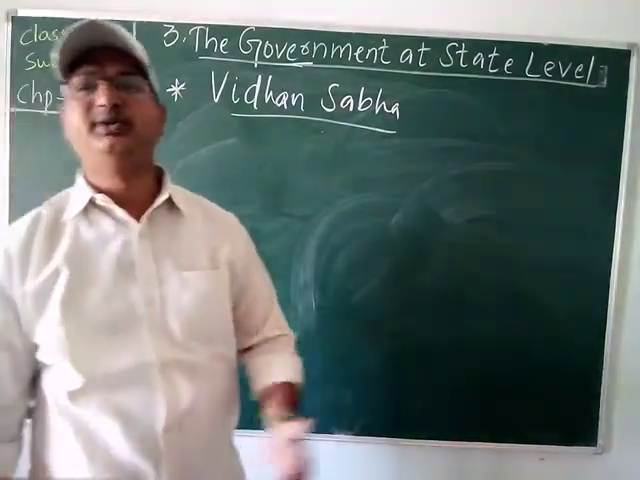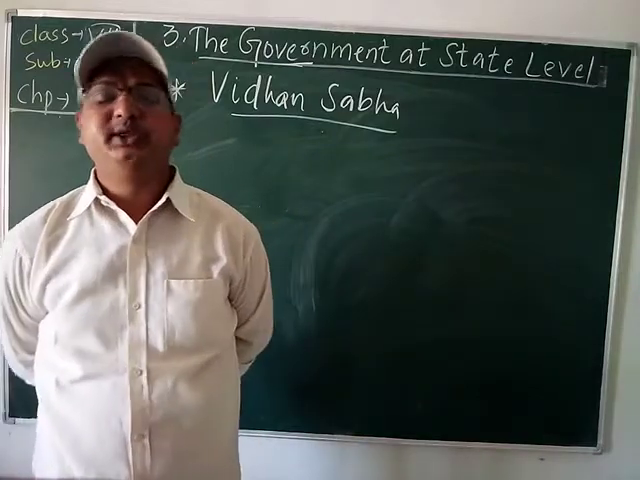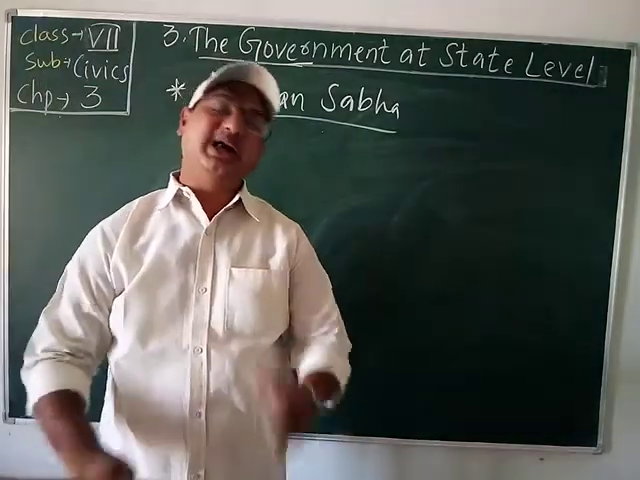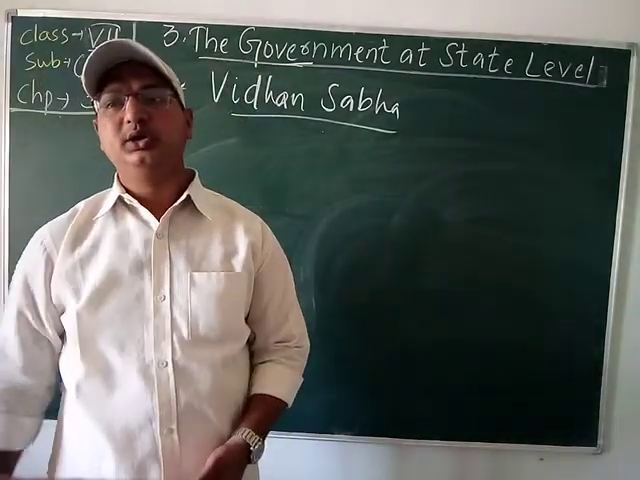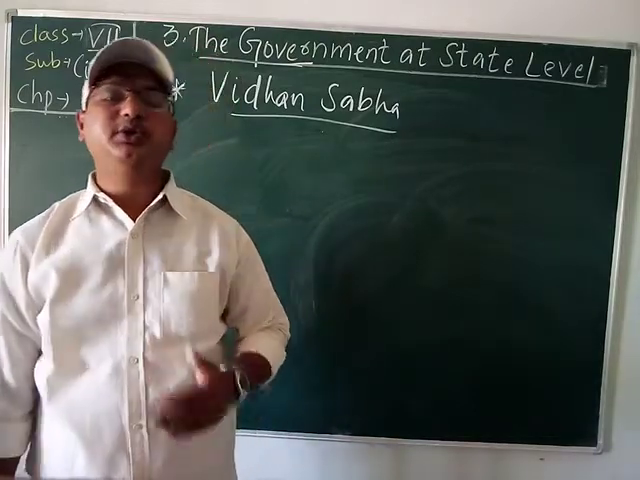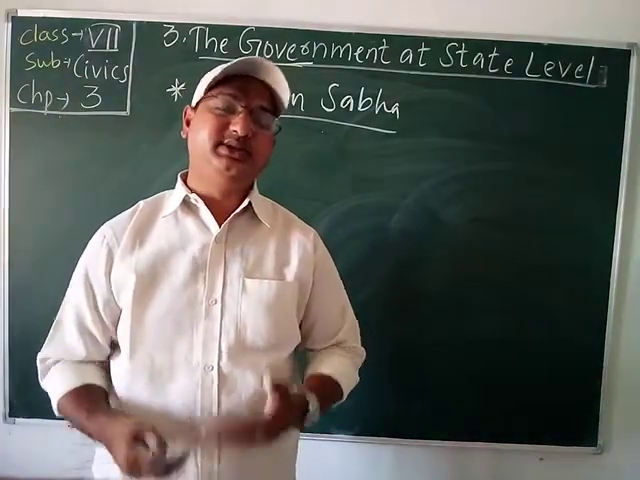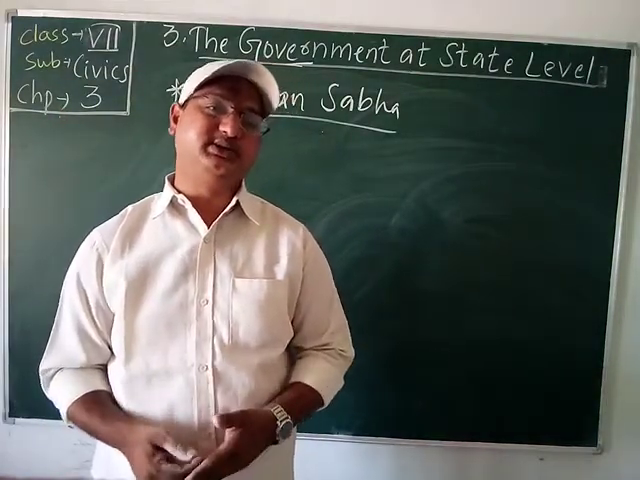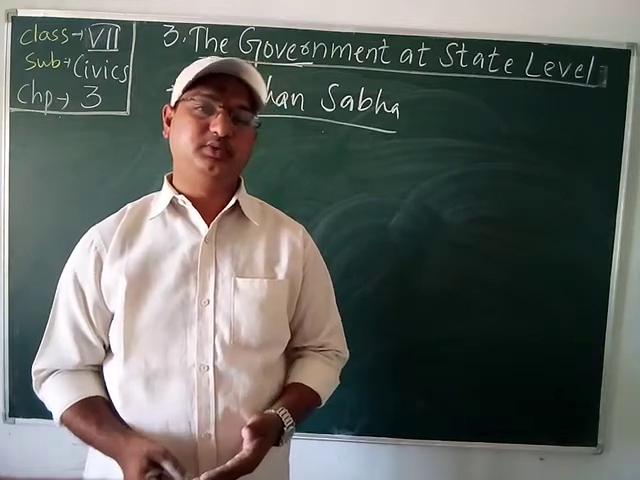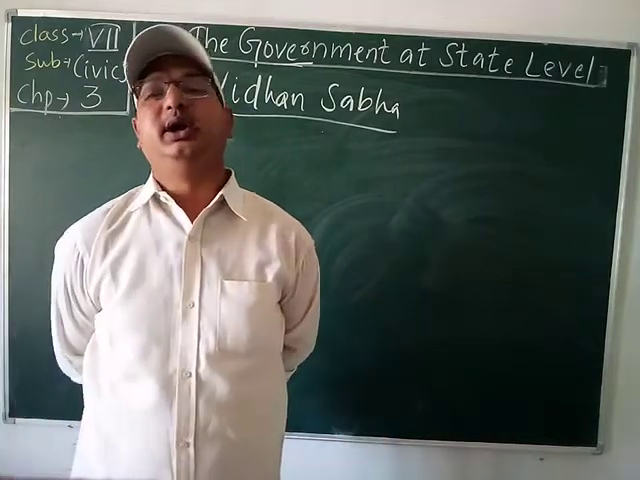In Hindi it is the Vidhan Sabha, and in English it is called the State Legislative Assembly. The members of the Vidhan Sabha are directly elected by the people through a mechanism called elections. Students, there is a concept called universal adult franchise we have studied in the previous chapter. It means citizens attaining the age of 18 years can vote. Can you vote, student? Yes, I can vote because I have already attained the age of 18 years.